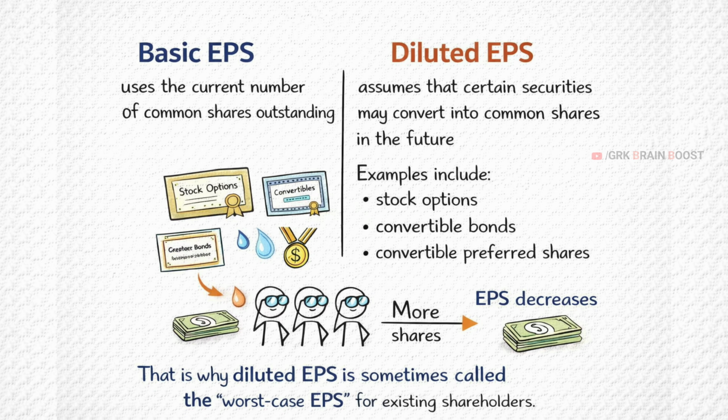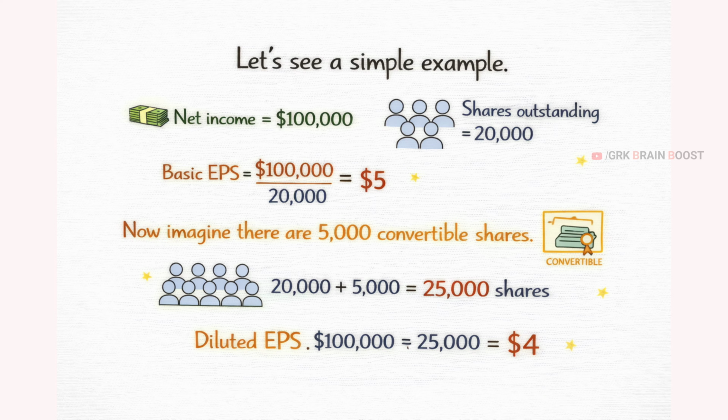Let's see a simple example. Suppose a company reports net income of $1 lakh and the shares outstanding are 20,000. In this case, the basic EPS is equal to 1 lakh divided by 20,000. Therefore, the basic EPS is $5. Now imagine there are 5,000 convertible shares. If they convert, total shares become 20,000 plus 5,000 is equal to 25,000 shares. So in this case, diluted EPS becomes 1 lakh divided by 25,000 is equal to $4. Notice what happened. Profit didn't change, but because the number of shares increased, EPS fell from $5 to $4. And this type of calculation is very commonly tested in the CFA exam.